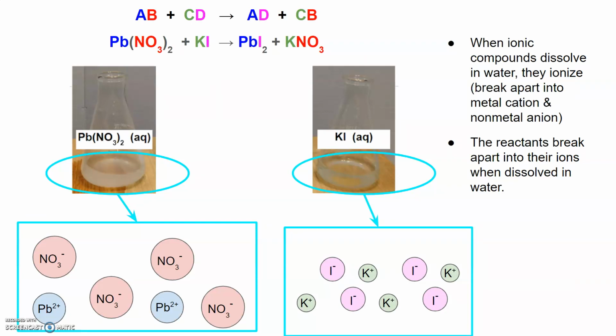Let's take a look at the molecular level, what's actually happening. So how does that precipitate form? Well, when you dissolve an ionic compound in water, the ionic compound breaks apart into its metal cations and non-metal anions. And we can see that here with lead nitrate, it breaks apart into Pb2+ and NO3-. So it's cations and anions. And the same thing for potassium iodide.